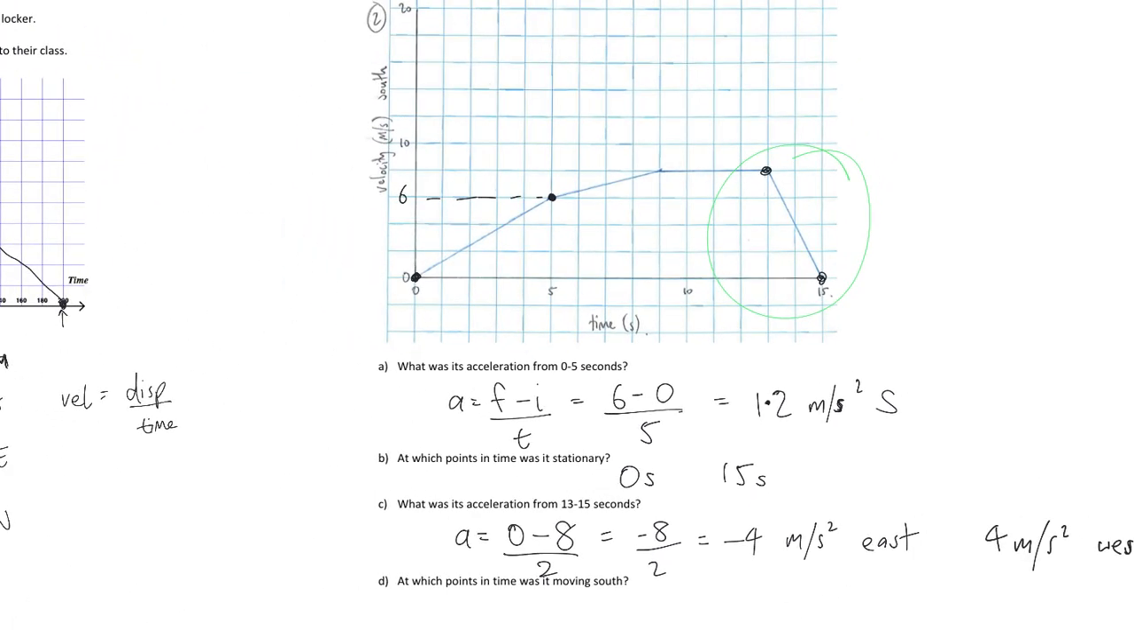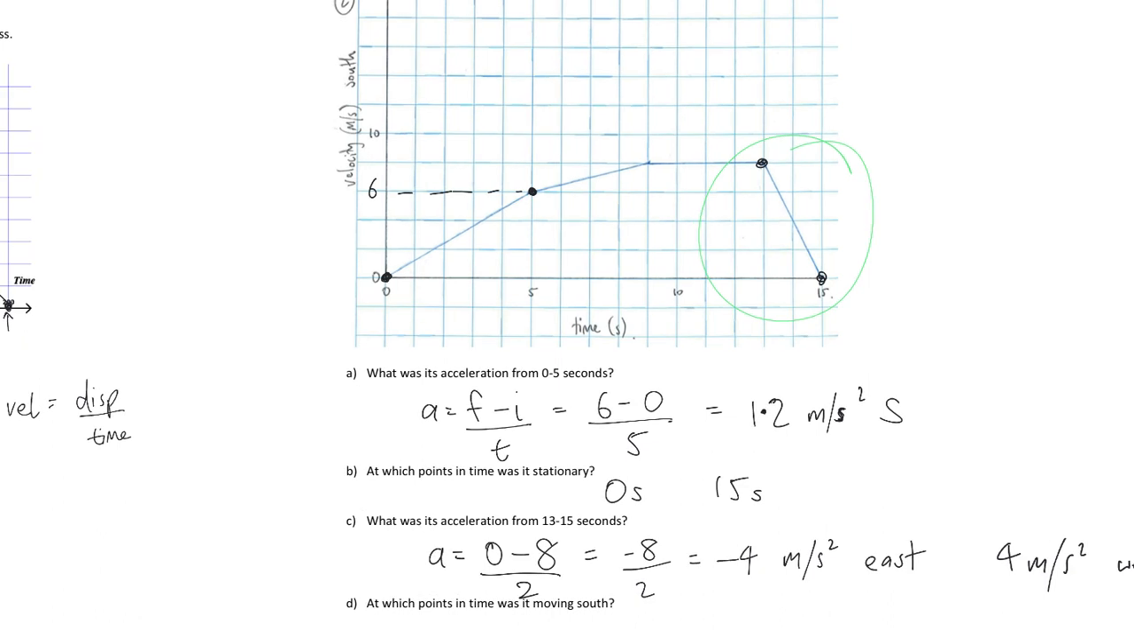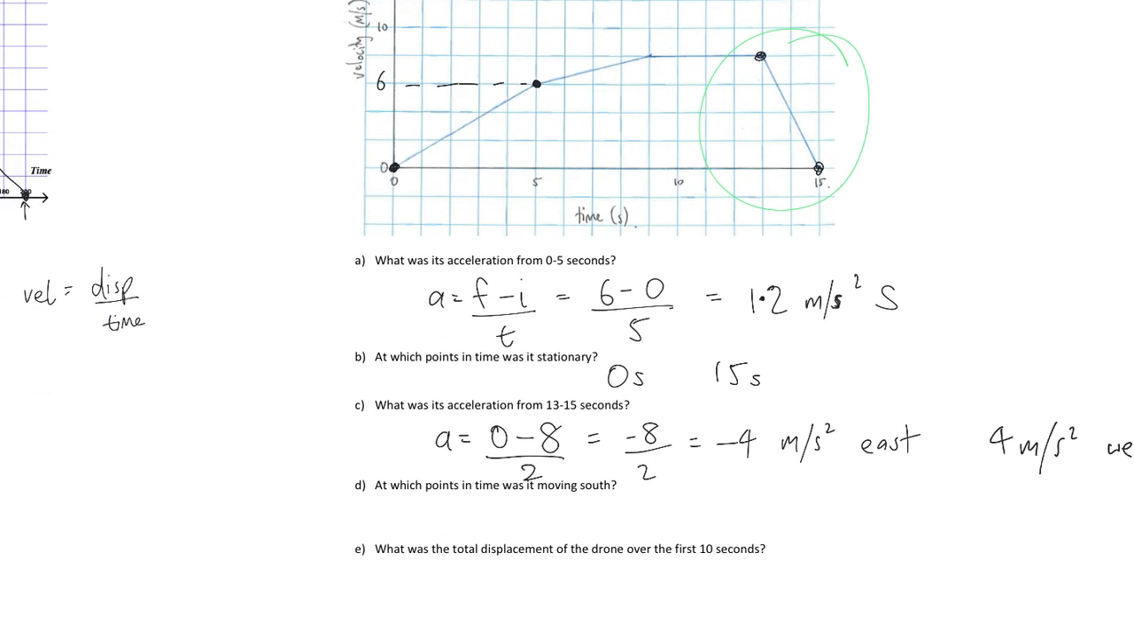All right? Remember that this is velocity in meters per second south, which means it's always moving south. Even though it's slowing down at the end, it is still moving south. So between 0 and 15 seconds, which is all of the time, it's moving south. It will only be moving north if it goes below the x-axis. Then what is the total displacement of the drone over the first 10 seconds?